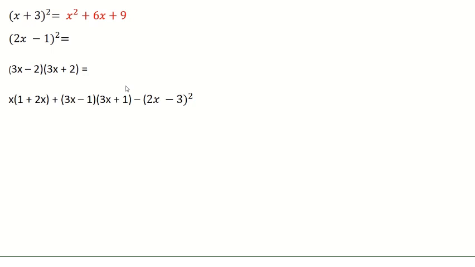Here we have 2x minus 1 squared, so it's the same thing, a squared minus 2ab plus b squared. So squaring the first, minus 2 times first times second, plus squaring the second. So 2x squared, it's 4x squared, minus 2 times 2x times 1, it's minus 4x, plus 1 squared, which is 1. Here we have a minus b into a plus b. It's squaring the first minus squaring the second. So squaring the first is 9x squared, minus squaring the second, which is 2, so it's 4.